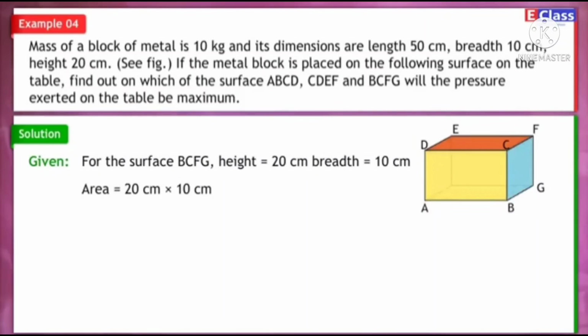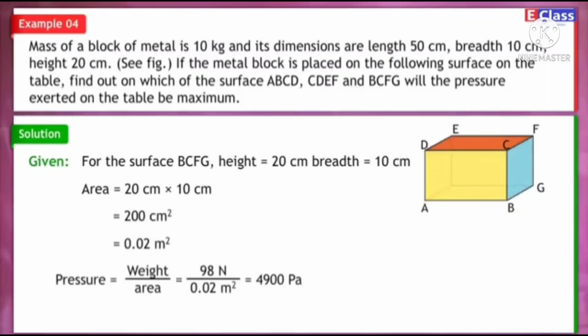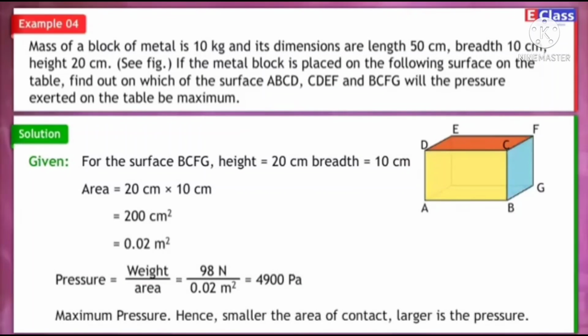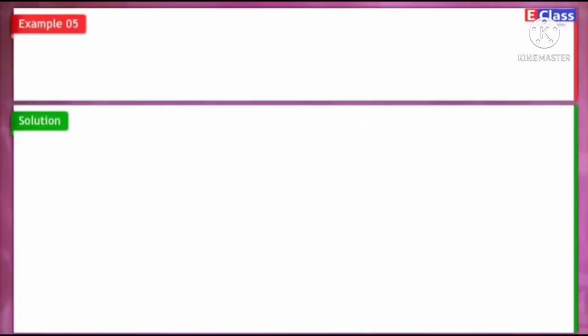For BCFG surface, height is 20 cm, breadth is 10 cm. Therefore, area is 20 into 10, that is 200 square centimeter, which means 0.02 meter square. To find pressure, weight upon area: weight is 98 upon area 0.02 square meter, so it is 4900 Pascal. So for maximum pressure, the smaller the area of contact, the larger the pressure.